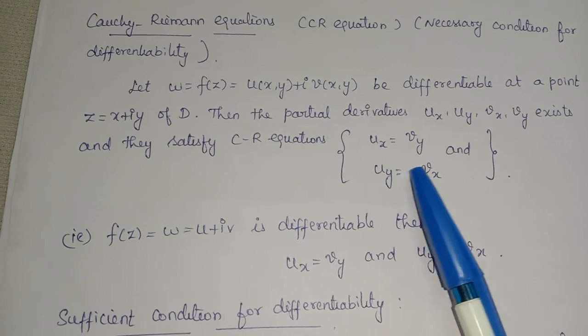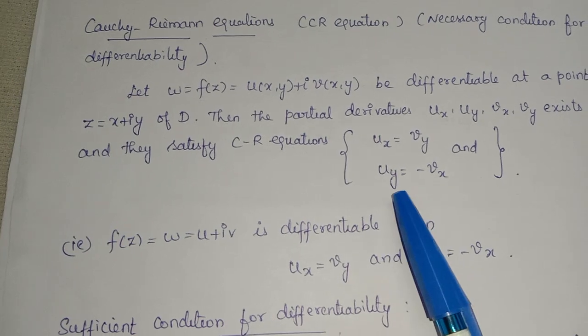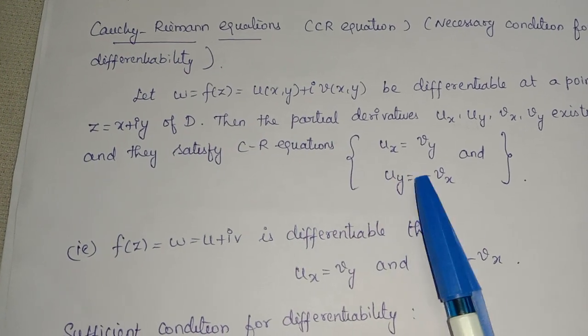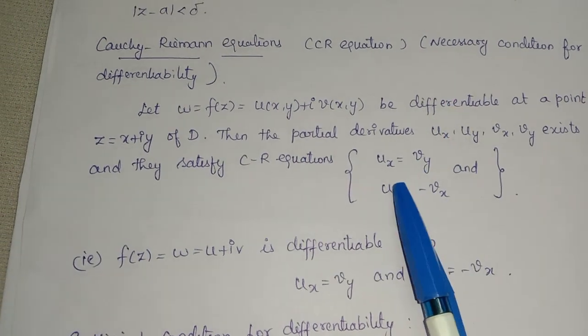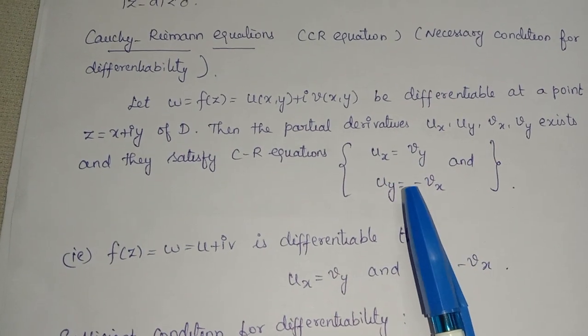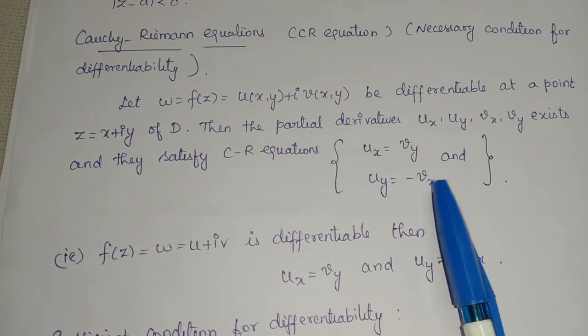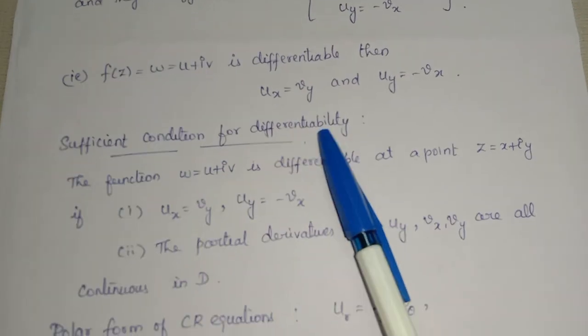What about the other way? That is, whether this is sufficient or not? No, these are not sufficient. If these equations are satisfied, we cannot say it is differentiable. Understood? Differentiability implies these equations are satisfied, but when these equations are satisfied, we cannot say it is differentiable. One more condition has to be satisfied, that is given here, the sufficient condition for differentiability.